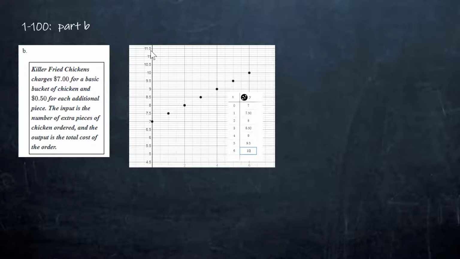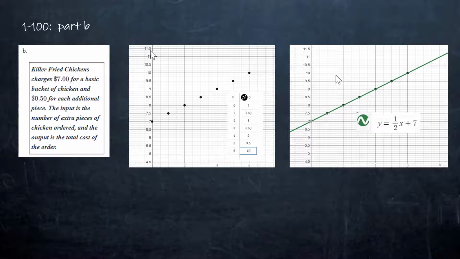If you see the table I put here, 0 is 7, 1 is 7.50, 2 is 8, 3 is 8.50, so it's going up by 50 cents each. And that looks pretty linear to me. So let's take a look at the graph and what equation I came up with. Hopefully you figured out that your y-intercept is 7. So it would be y equals 1/2 x plus 7, and that's your linear equation for this particular problem. And that is all we have on that one.